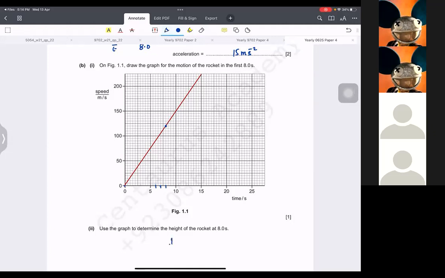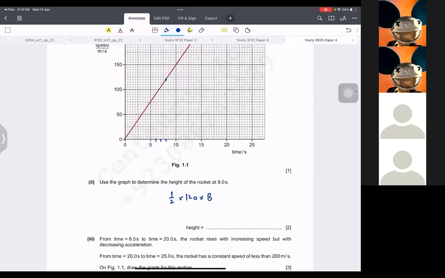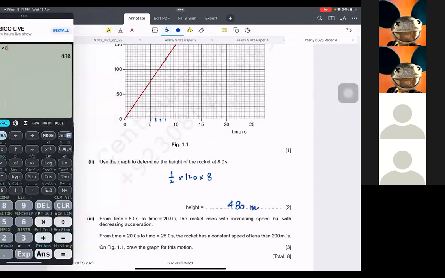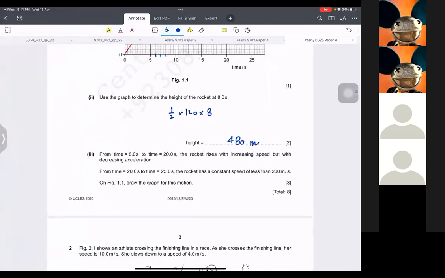So half times 120 times 8, because it's the area under the graph, right? So that's 480. 480 meters. Do not forget units. From time 8 to 20, the rocket rises with increasing speed but decreasing acceleration.